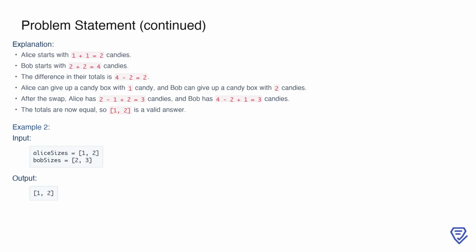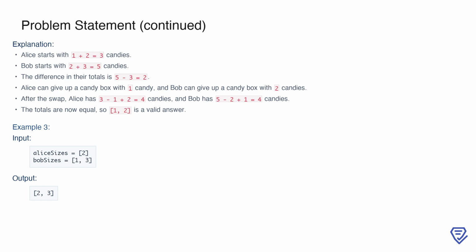Similarly, let's look at another example. If aliceSizes is [1, 2] and bobSizes is [2, 3], the output is again [1, 2]. Here, Alice's total is 1 plus 2 equals 3 and Bob's total is 2 plus 3 equals 5. The difference is 5 minus 3 equals 2, and swapping a box with one candy from Alice and a box with two candies from Bob again results in equal totals.